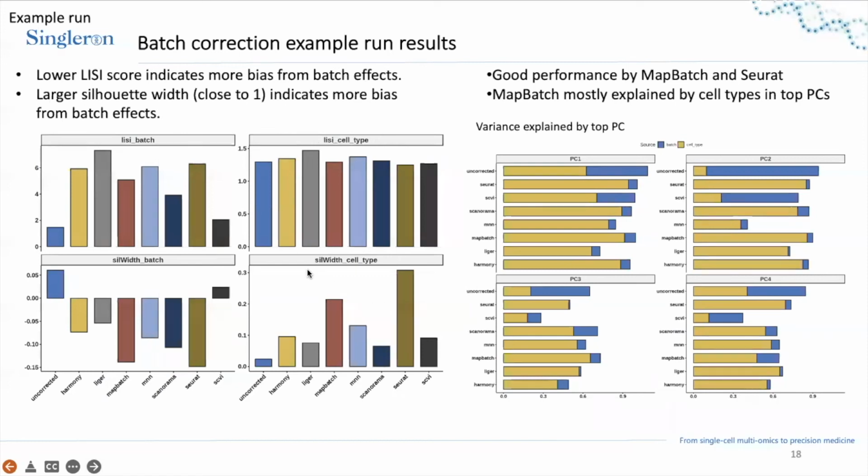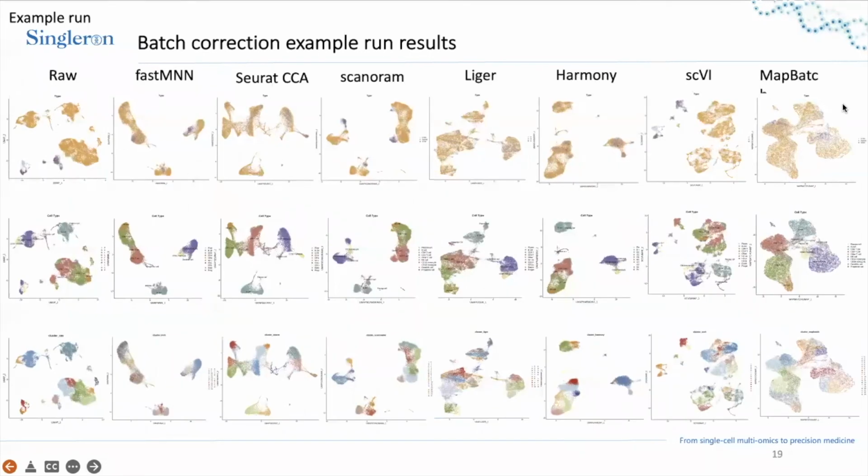And the ASW, on the other hand, increased, which shows more influence by the cell types compared to the batches. And again, here we show that, for example, Seurat, scRNA, ROMA, MAP-Batch, and Harmony, these 4 tools actually perform relatively well when we compare with regard to the PC regressions. So this is the general result here.